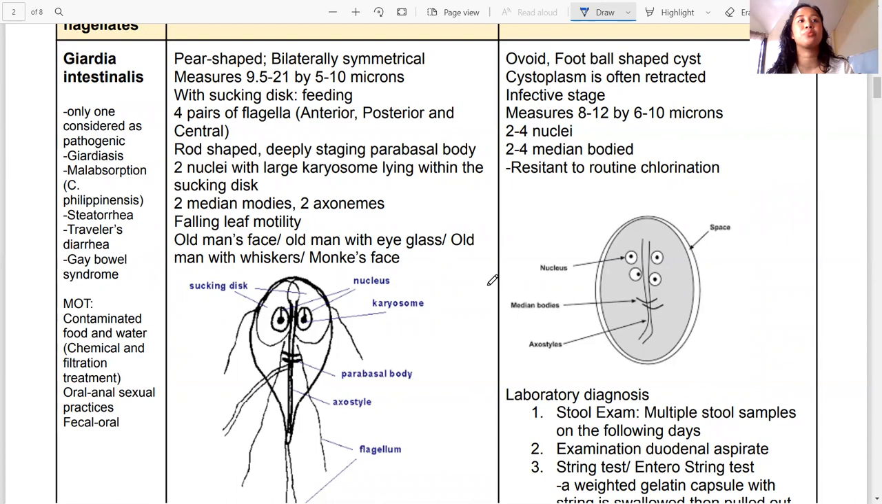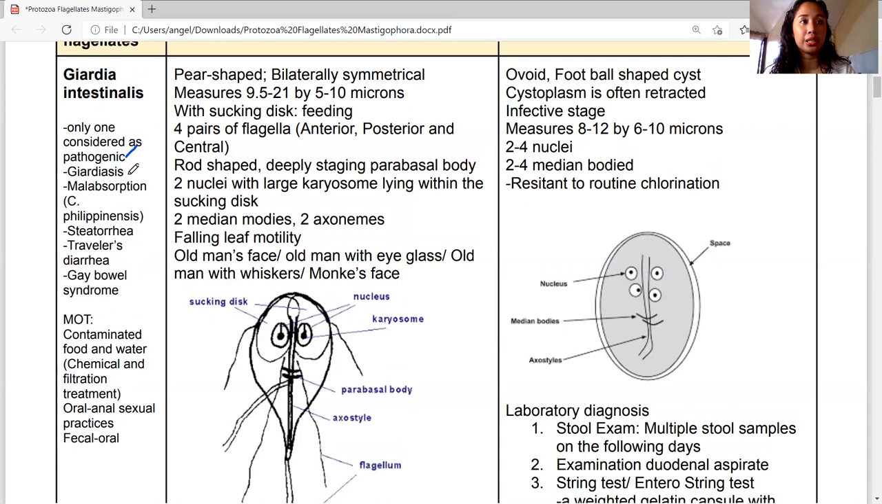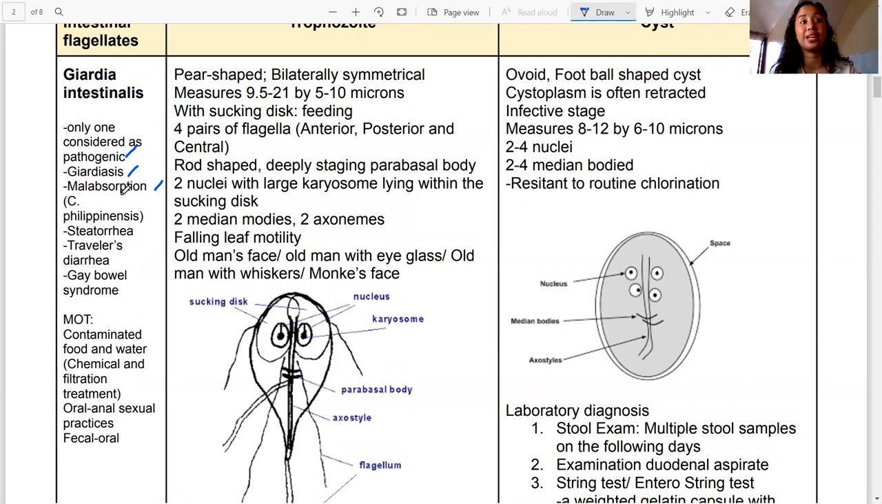Your Giardia lamblia is the one considered pathogenic among your intestinal flagellates. It is the most clinically significant intestinal flagellate. It can cause giardiasis and malabsorption, along with Capillaria philippinensis. Don't forget that two organisms mainly cause malabsorption: Capillaria philippinensis, or pudoc worm, and Giardia intestinalis. We have steatorrhea, where you pass excess fat in your stool. We have traveler's diarrhea and gay bowel syndrome. They say that back then, Giardia intestinalis in gay bowel syndrome was transmitted through homosexual intercourse, anal to oral.